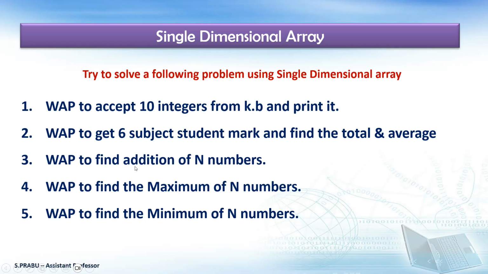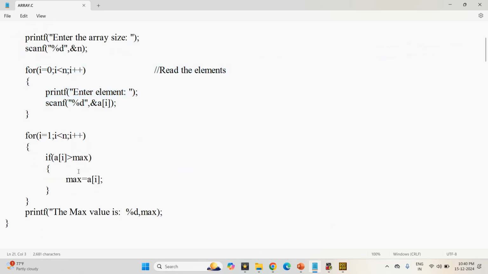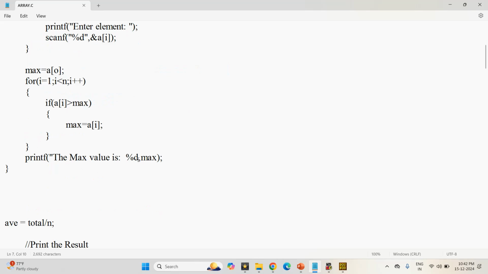The next program is to find the addition of n numbers. It is almost similar to the previous program. You can try it yourself. The next program is to find the maximum of given n numbers. So in the same way I declare the array and get the array values, and in this for loop I can find the maximum value among the individual array elements. Finally I print the value of max.